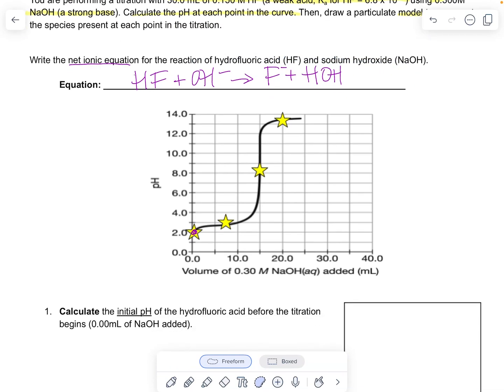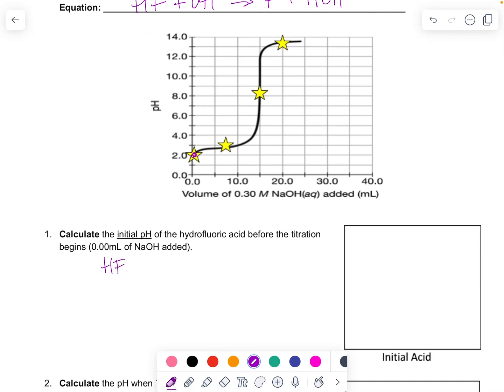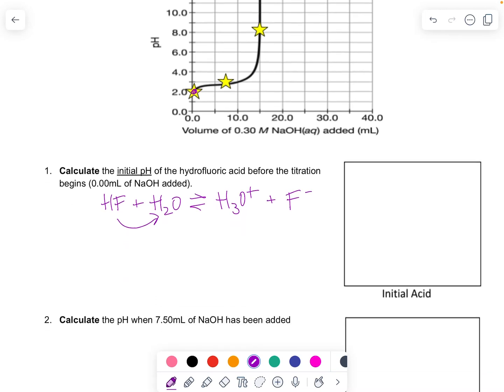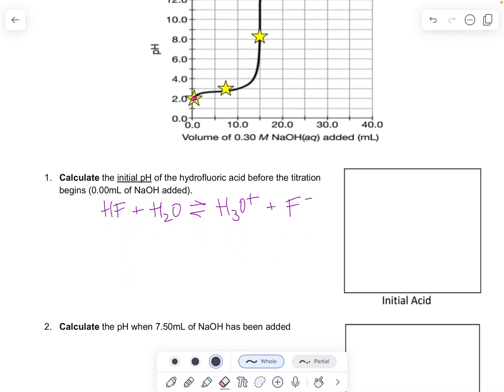All right, so the first question asks us to calculate the initial pH of the acid before the titration begins. And so essentially what we need to know is what is the concentration of the H3O plus. So how much of that hydrofluoric acid is breaking up into those H plus ions that then make our hydronium. So we have HF, it is interacting with our water, and it is going to make H3O plus when that hydrogen joins the water, and it is going to leave behind that F minus. So in order to figure this out, we will have to do an ice table because we need to know what is the equilibrium concentration of the hydronium ion.